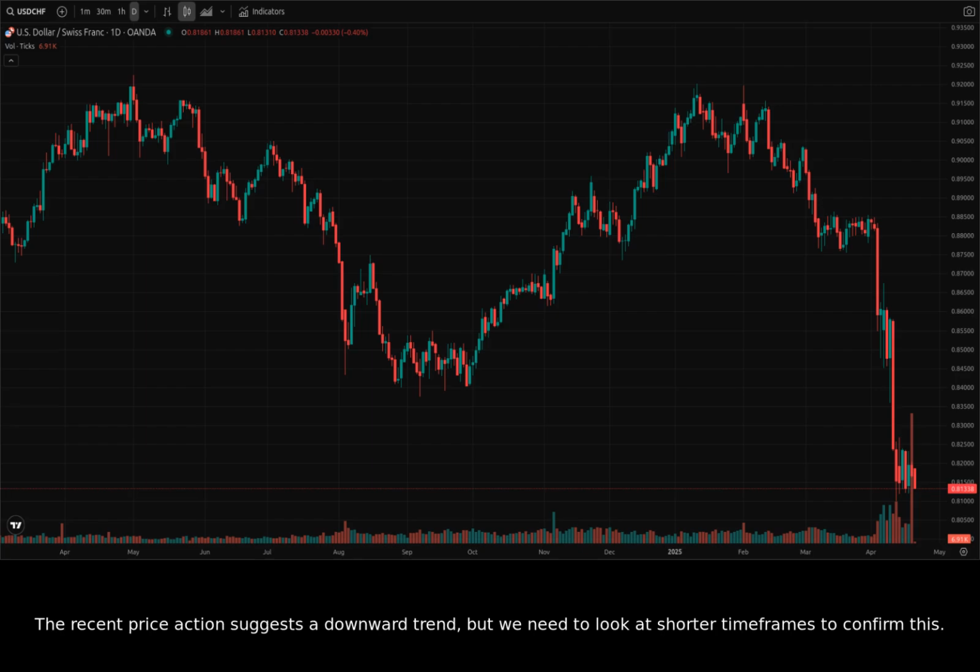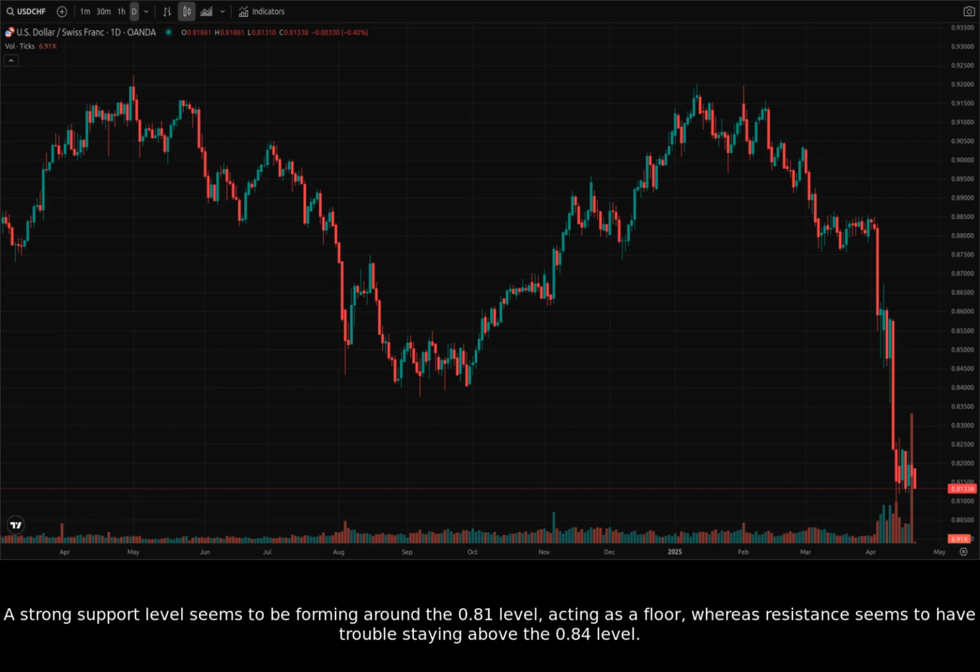The recent price action suggests a downward trend, but we need to look at shorter timeframes to confirm this. A strong support level seems to be forming around the 0.81 level, acting as a floor, whereas resistance seems to have trouble staying above the 0.84 level.